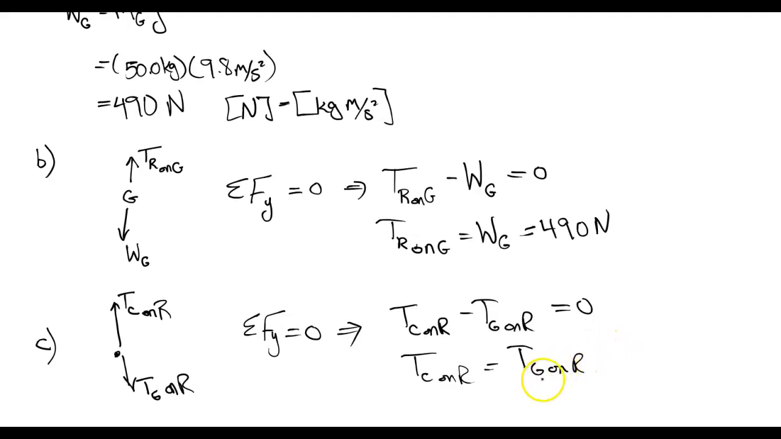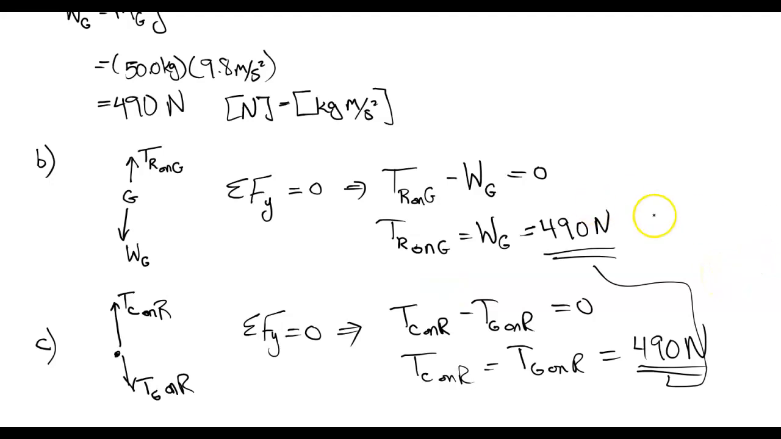But T of g on r is what we just found earlier, which is 490 newtons. This is not a surprise, right? Because these two tensions make what is known as a Newton pair, which is the third law of Newton's laws of motion. So this is an example where you can verify or show the case that Newton's third law does actually happen.